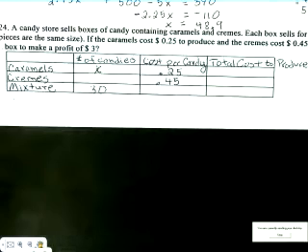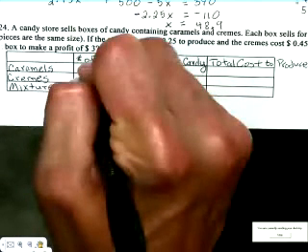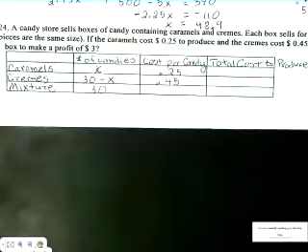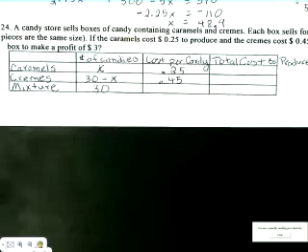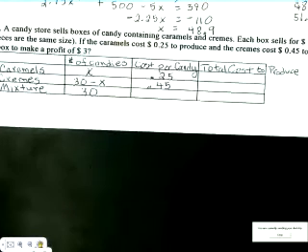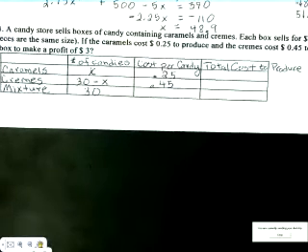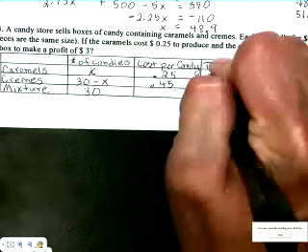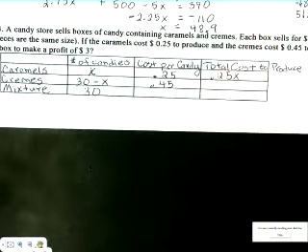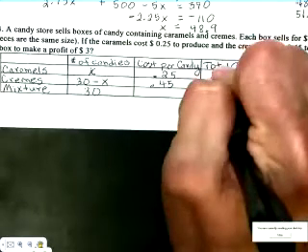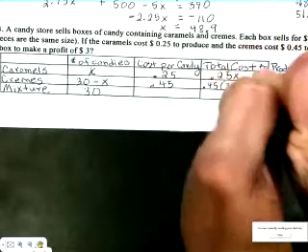Absolutely not. And the reason I keep saying that is I keep seeing that on tests. It's not the same thing. What's the total cost of producing the caramels? 0.25x. What's the total cost of producing the creams? 30 minus x.